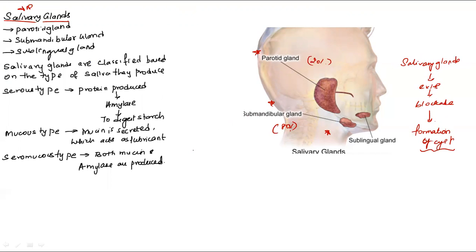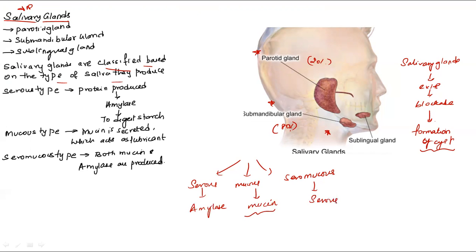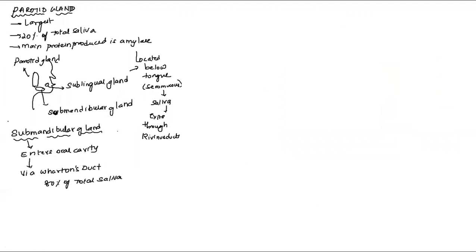Now, salivary glands are classified based on the saliva they produce. They are classified into types: serous type, mucus type, and seromucus type. Serous types give amylase, which helps in digestion of starch. Mucus gives mucin, which helps in lubrication, and seromucus means they have both serous plus mucus types. Now we have covered that the submandibular gland exits through Wharton's duct, and the sublingual gland, which is present below the tongue, exits through Rivinus ducts.